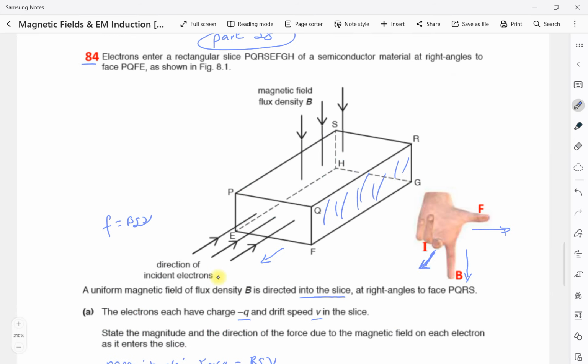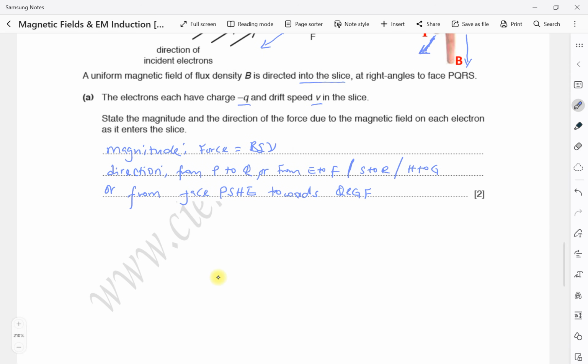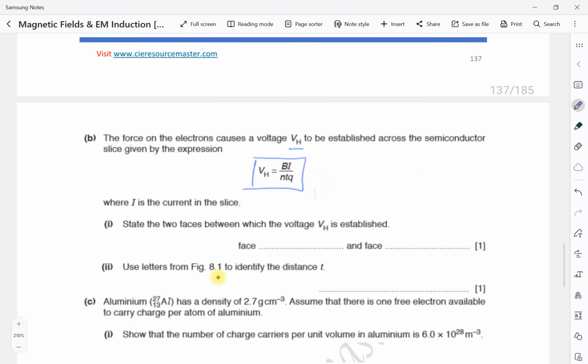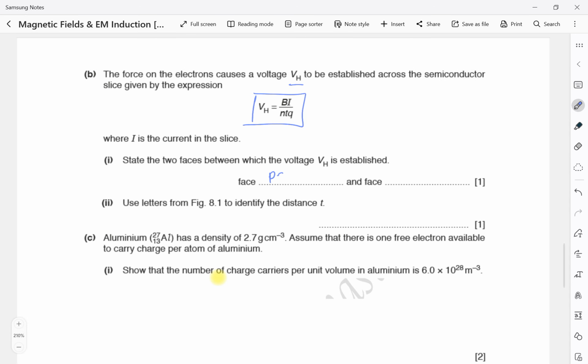Because the electrons are drifted towards this end, the other end is going to be positive. Therefore, there's a potential difference between PSHE and QRGF. So the answer is PSHE and QRGF. Use letters from the figure to identify distance T.